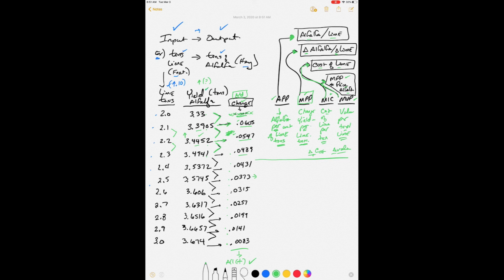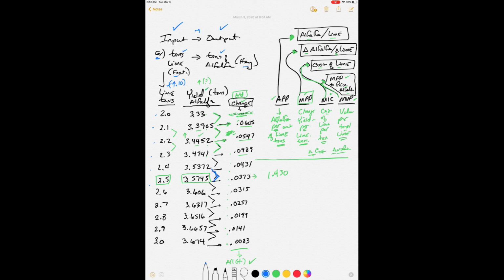Now, another part of our week here shows you the exact answers for all of this, but let's go to the 2.5 level, and that is 3.5745 tons of lime. It keeps going up a little bit each time. Let's look at what happens when we start off at the 2.5. Well, average physical product is just dividing 3.57 by 2.5. That's 1.43. So that is 1.43 tons of alfalfa per 1 ton of lime. That's the average. And so that's the first thing we're going to calculate.